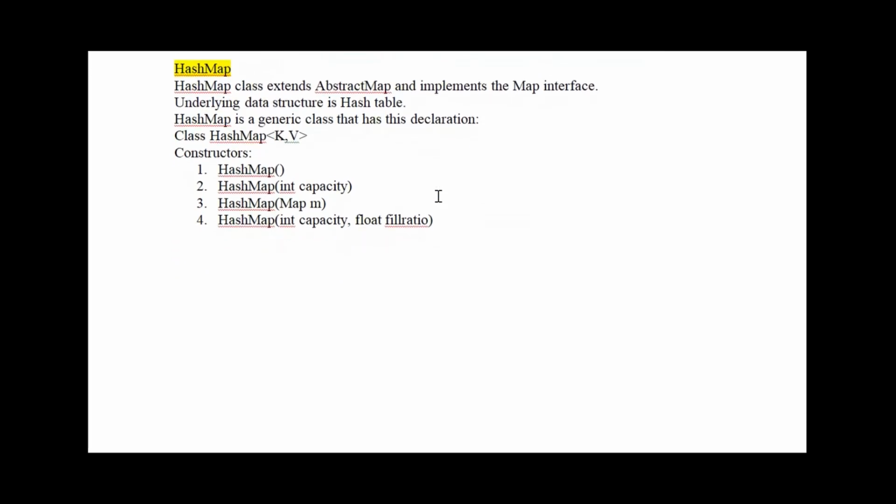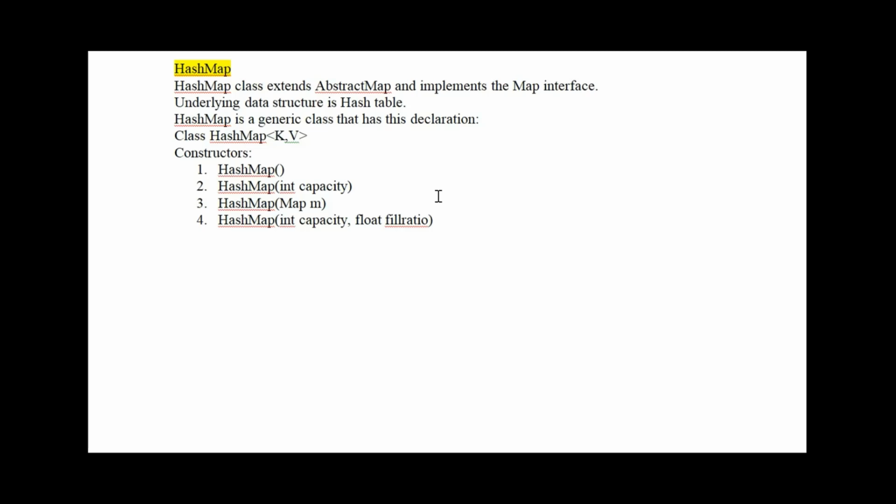The HashMap class extends the AbstractMap class and implements the Map interface. The underlying data structure for the HashMap is a hash table. It uses a hash table to store the map. HashMap is a generic class that has this declaration: class HashMap with the key and value pair.